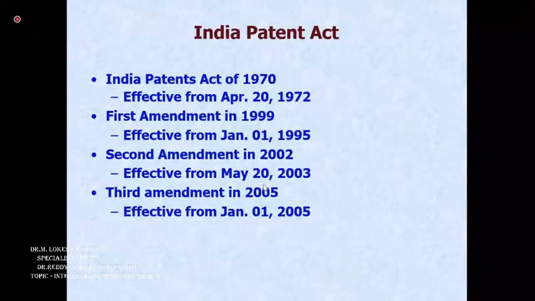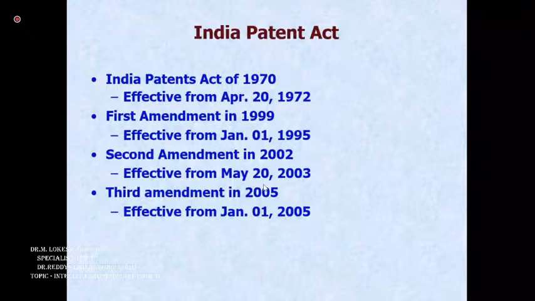So we call it the 1970 Patent Act, but it was effective from 1972. And after that, multiple amendments were made in the act. From January 1995, one amendment was made, and then in 2002, another amendment was proposed, and it was effective from 2003. And the third and most important amendment was made in 2005, which is effective from January 1st, 2005.